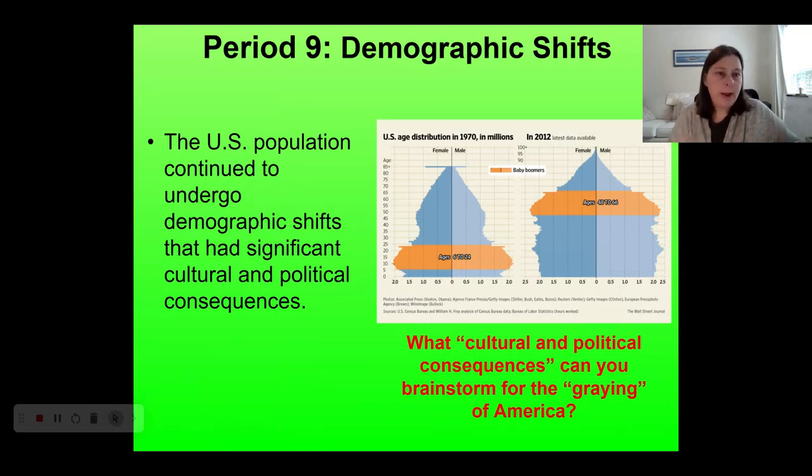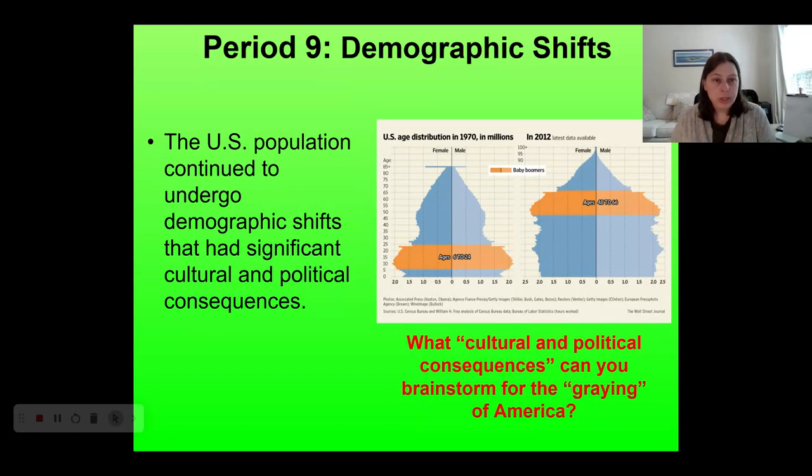Last of these demographic shifts to be aware of: as the baby boom generation is aging, as they're moving up through the population, the age of the average American has also been increasing over the last 20 or 30 years in particular. Sociologists sometimes call this the graying of America, like we're getting older as a population, we're aging.